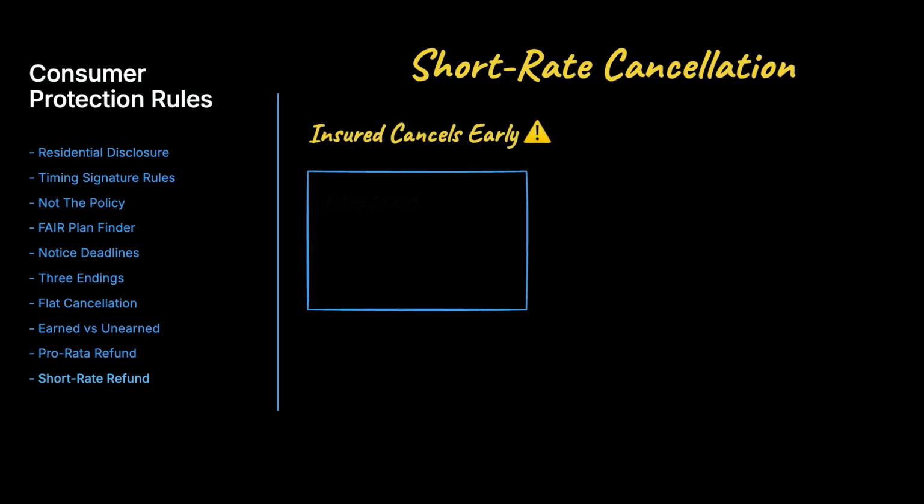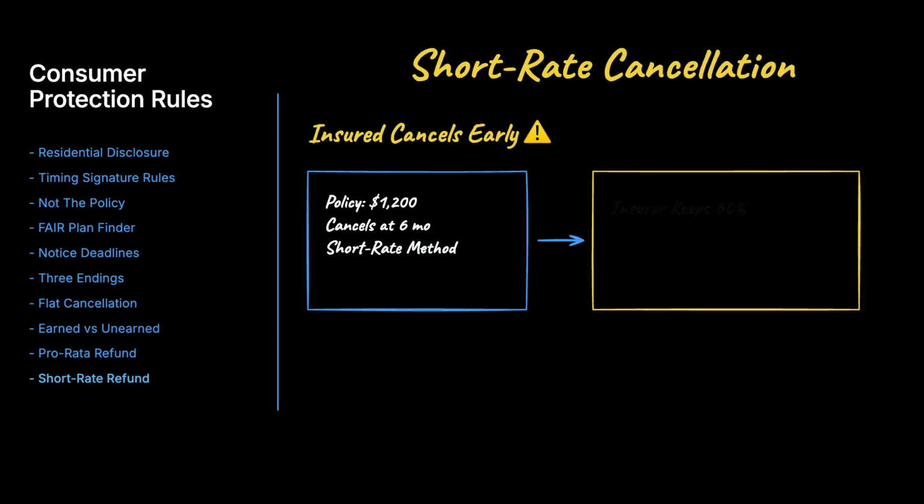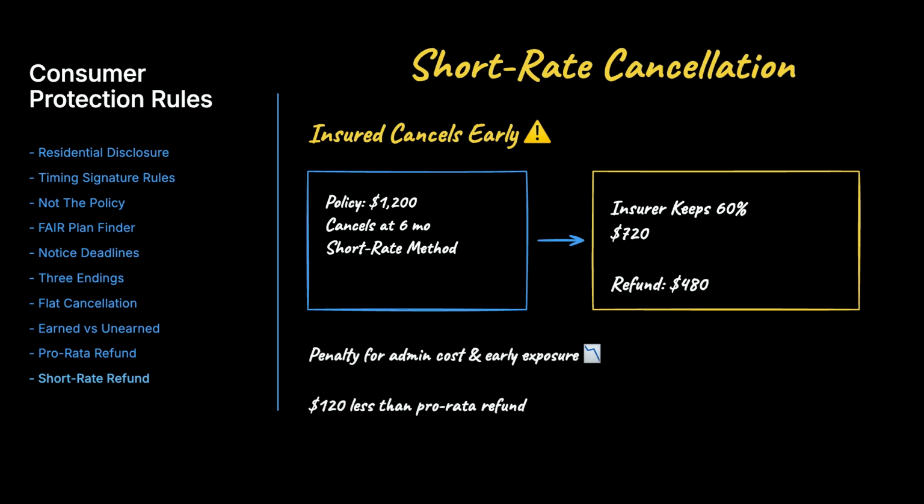But when the insured cancels early, the refund turns short rate, the insurer keeping extra as a penalty for administrative cost and early exposure. Same $1,200 policy, but the insured walks at 6 months, and short rate lets the insurer keep 60%, $720. The refund is only $480, $120 less.